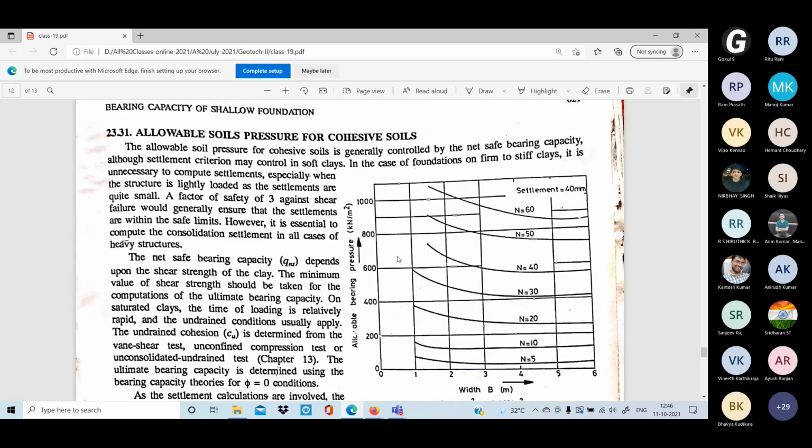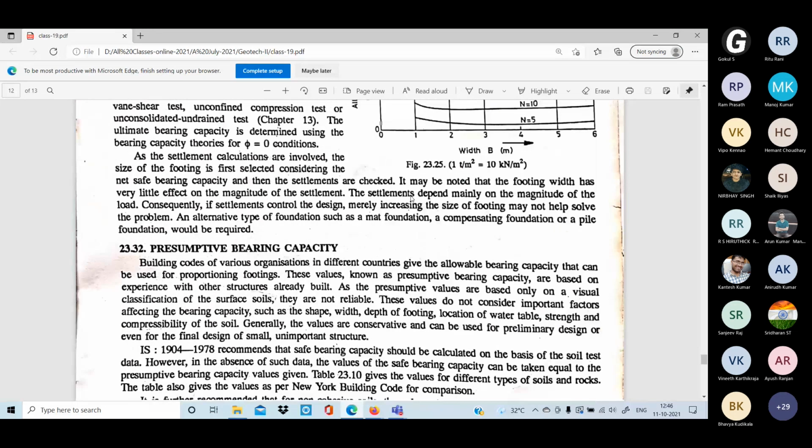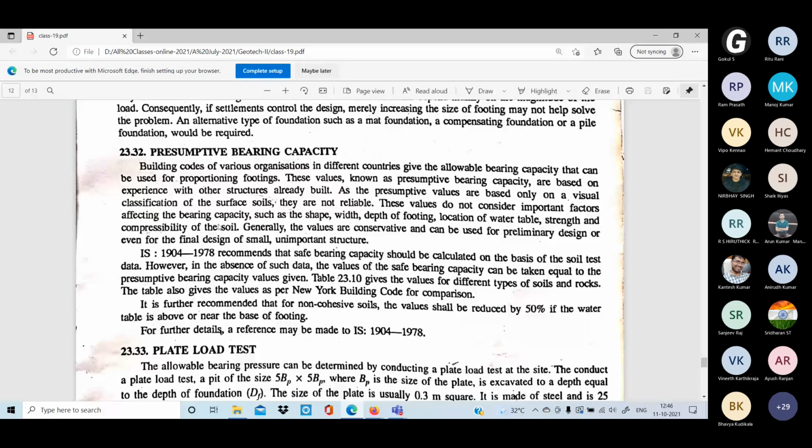So previously what was given is the cohesionless soil. Now it is a cohesive soil. For cohesive soil, we have n values for different widths. The width is changing. These are the n values and how we can find the allowable pressure. This is for cohesive soil. For 40 centimeter settlement it is given, and so on. And finally, this chapter ends with presumptive bearing capacity.